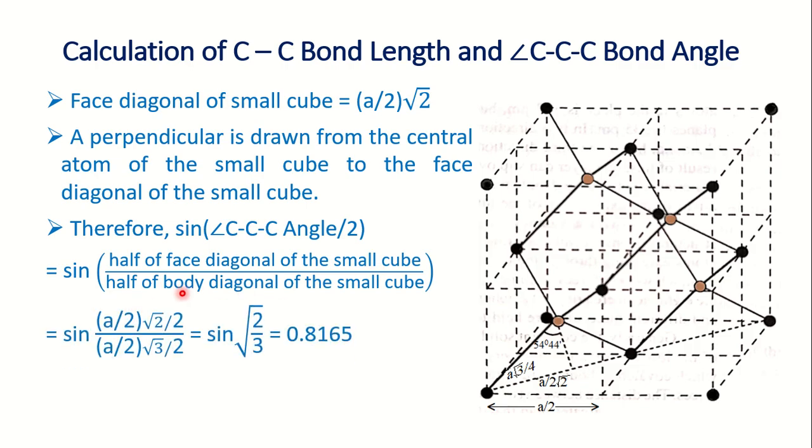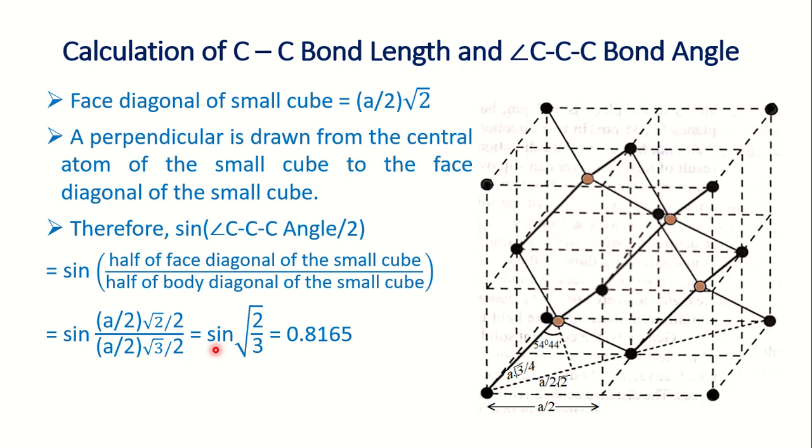And we know the value: half of the face diagonal of the small cube is a by 2 into root 2 divided by 2, because we have taken the half. Then a by 2 into root 3 divided by 2. A by 2 is the edge length. Edge length into root 2 is the face diagonal, divided by 2 means half of the face diagonal. Edge into root 3 is the body diagonal, divided by 2 means half of the body diagonal. Is it clear to you now?